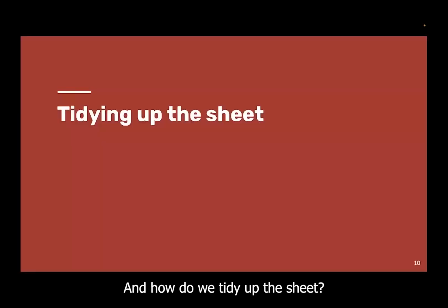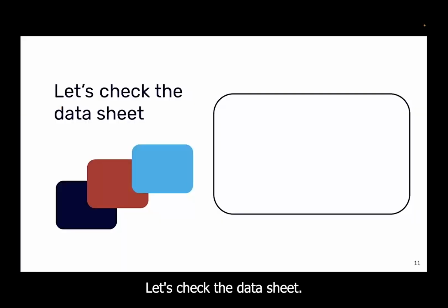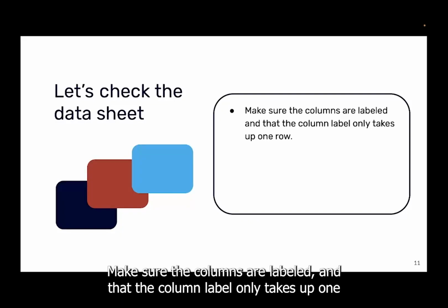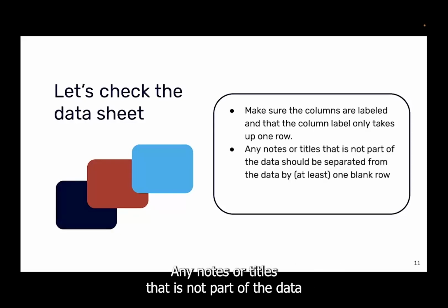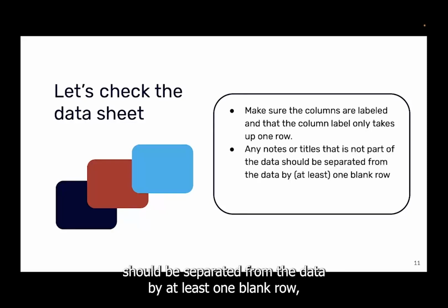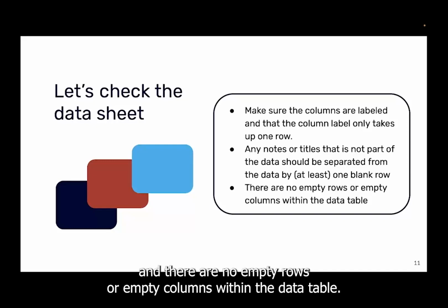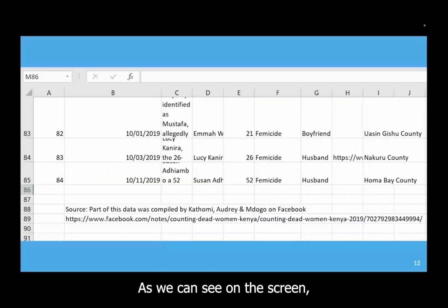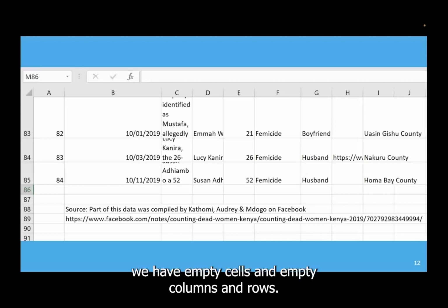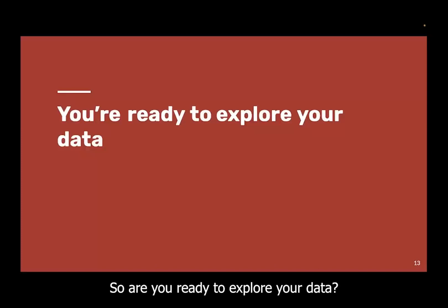And how do we tidy up the sheet? Let's check the data sheet. Make sure the columns are labeled and that the column label only takes up one row. Any notes or titles that are not part of the data should be separated from the data by at least one blank row. And there are no empty rows or empty columns within the data table. As we can see on the screen, we have empty cells and empty columns and rows. So, are you ready to explore your data?